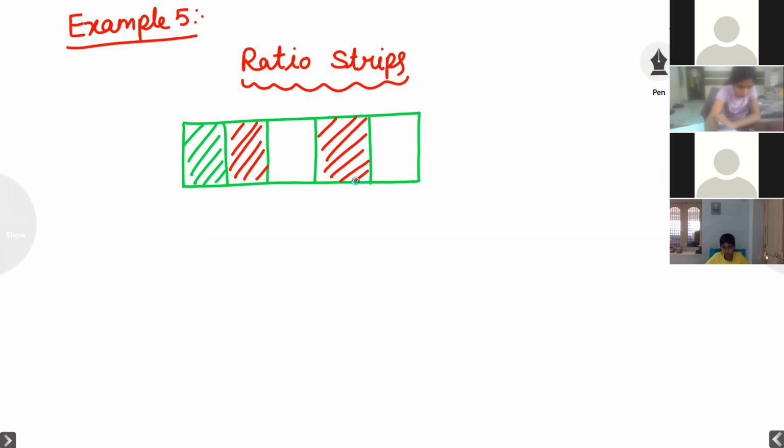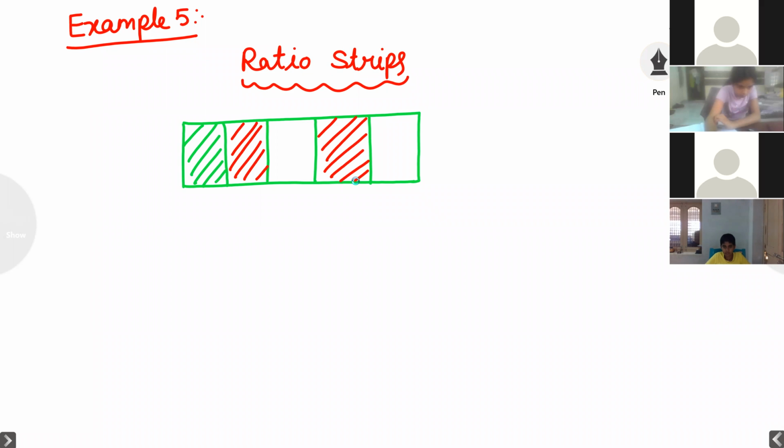Yes. Here I want to write the ratio of shaded to unshaded. What is the ratio of shaded to unshaded, student? How many shaded parts are there? 1, 2, 3. 3 are the shaded parts. And unshaded, how many are there? 2 parts.